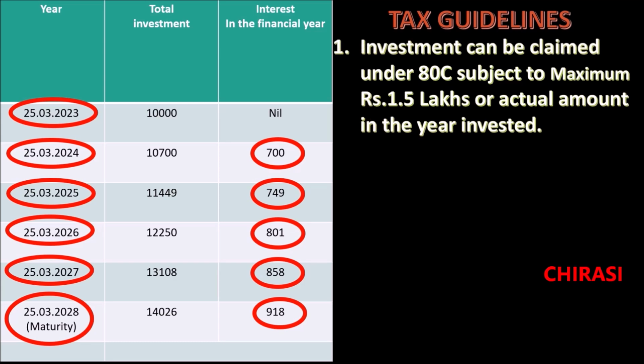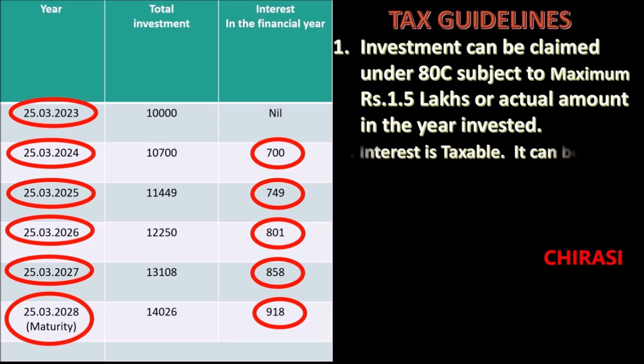Now, reinvestment can be claimed under 80C subject to a maximum of 1.5 lakhs or the actual amount invested in the year. This means one can invest even more than 1.5 lakhs. There is no upper limit, so people can invest 10 lakhs or 20 lakhs or 30 lakhs as the case may be. But for the purpose of IT deduction, only rupees 1.5 lakhs is allowed.